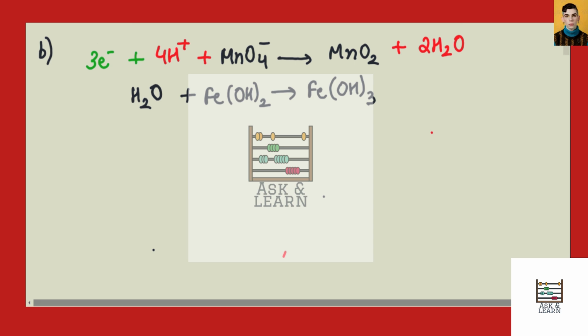And now we balance the hydrogen atoms. On the left hand side we have 4 hydrogen atoms, on the right hand side we have 3 hydrogen atoms, so we will add one H positive here. And now we balance the charge. On the left hand side we have 0 charge, on the right hand side we have 1 positive charge, so we just add an electron here.